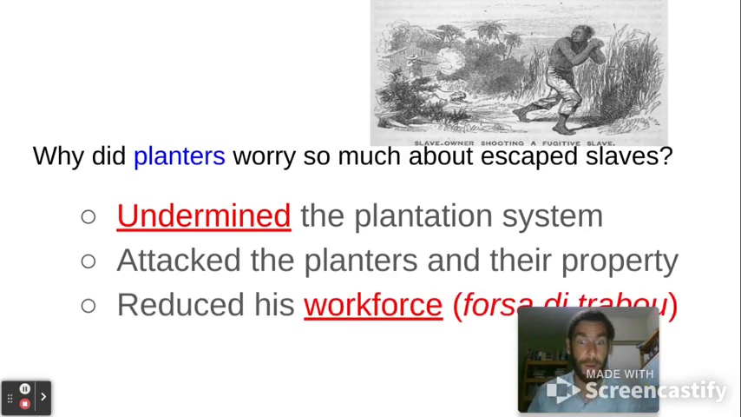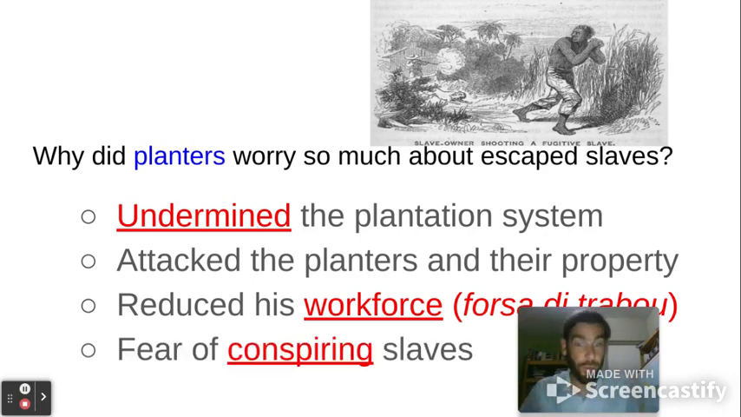And third, his workforce, his forza di trabalho, was reduced. Zijn werkkrachten were reduced, and he had less people that could work on his plantation. And of course, that was not good for the planter. And fourth, all three things I named above led to the planters living in constant fear of conspiring slaves.